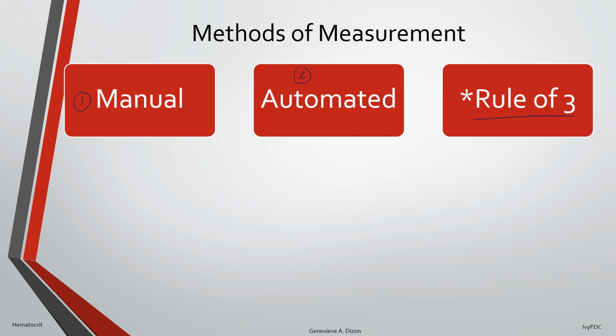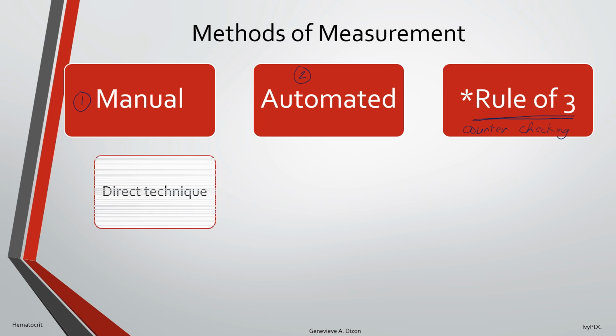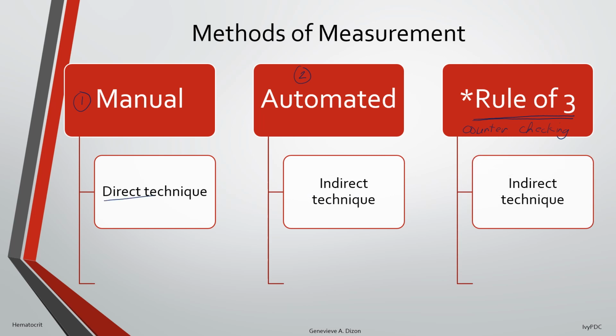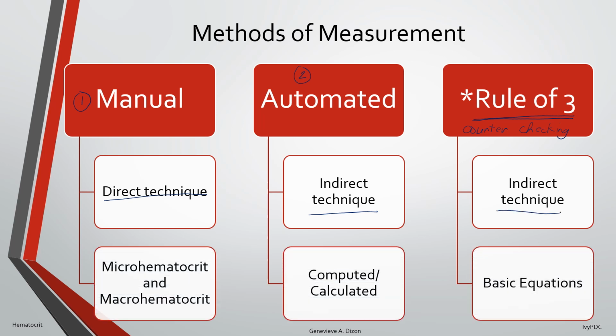The rule of three will also be discussed, but this is not considered a method of measurement, but is a means of counter-checking if either the manual or the automated method were able to give the correct result. The manual method uses direct techniques in measuring hematocrit, while the automated and the rule of three use indirect techniques. Examples of manual methods would be microhematocrit methods and macrohematocrit methods. Automated machines give computed or calculated means of getting a hematocrit, and the rule of three will be using a basic equation.